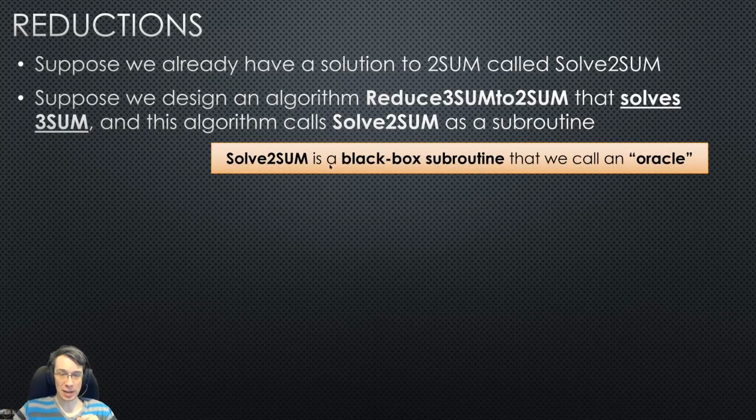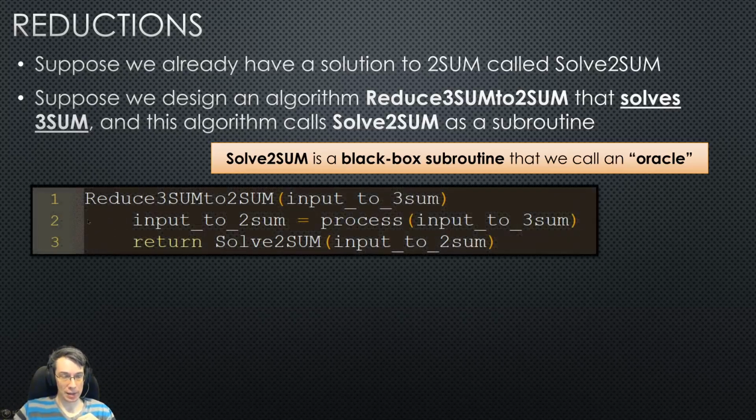And solve 2-sum in this case is a black box subroutine. Our reduction doesn't know how solve 2-sum is implemented, and from the perspective of our reduction, we call this function an oracle. This is a black box subroutine you can call that solves the problem you're reducing to. We're reducing to 2-sum, so we have an oracle that solves 2-sum, and we're going to use that as a black box subroutine. So here's the template that our reduction would follow.